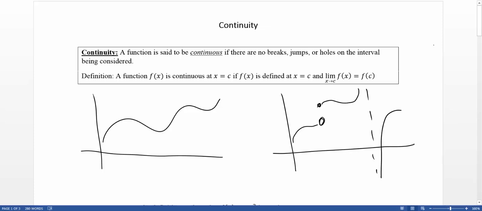So mathematically, if we want to show that something is continuous, we're going to use the definition. So let's go ahead and look at a couple of examples of how we'll study continuity on different functions that we'll look at in this class.